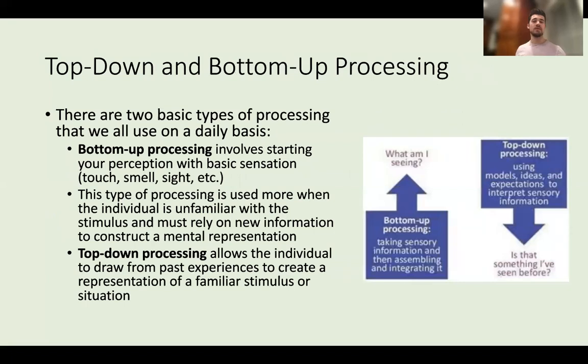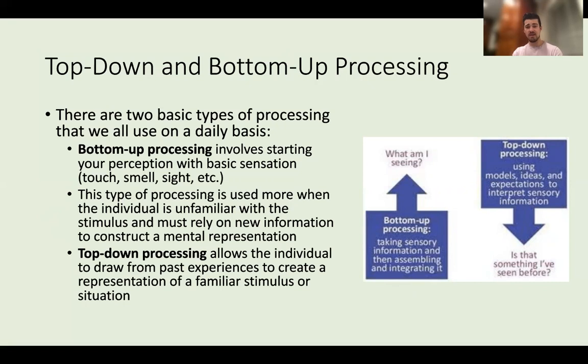Okay, so top-down and bottom-up processing. There are two basic types of processing that we all use on a daily basis. So bottom-up processing involves starting your perception with basic sensation. So if you look to the right, that's bottom-up processing, taking sensory information and then assembling and integrating it. So basically you're asking, what am I seeing? This type of processing is used more when the individual is unfamiliar with the stimulus and must rely on new information to construct a mental representation.